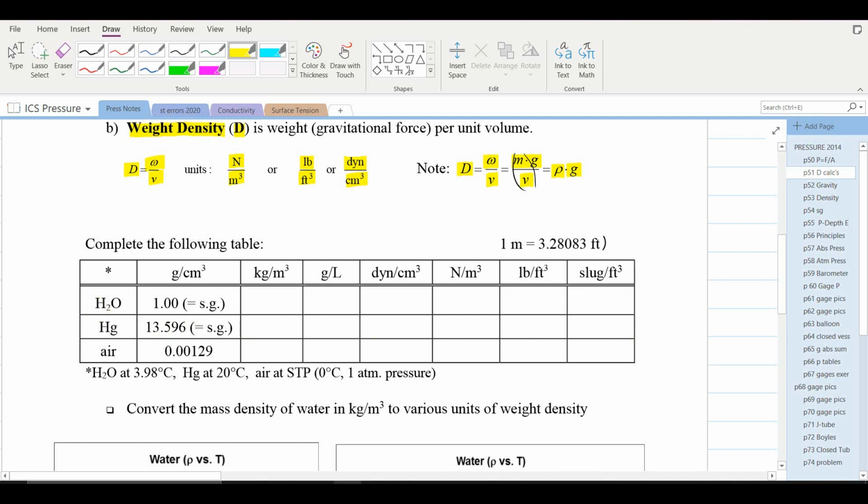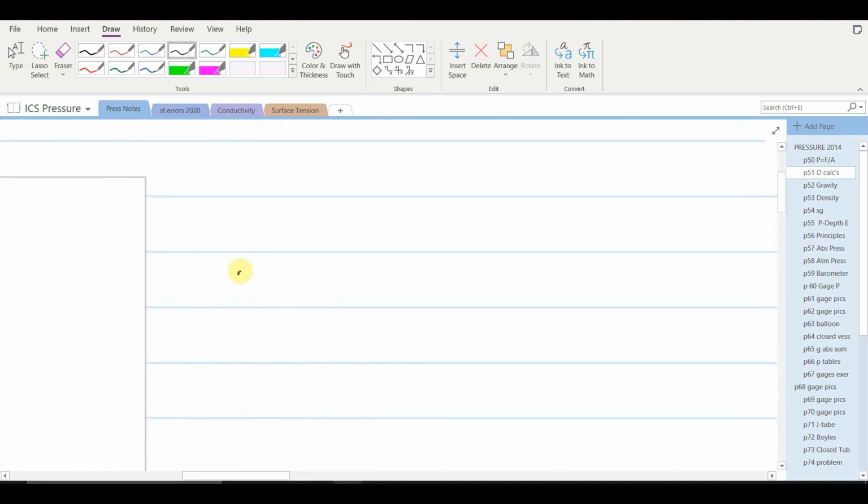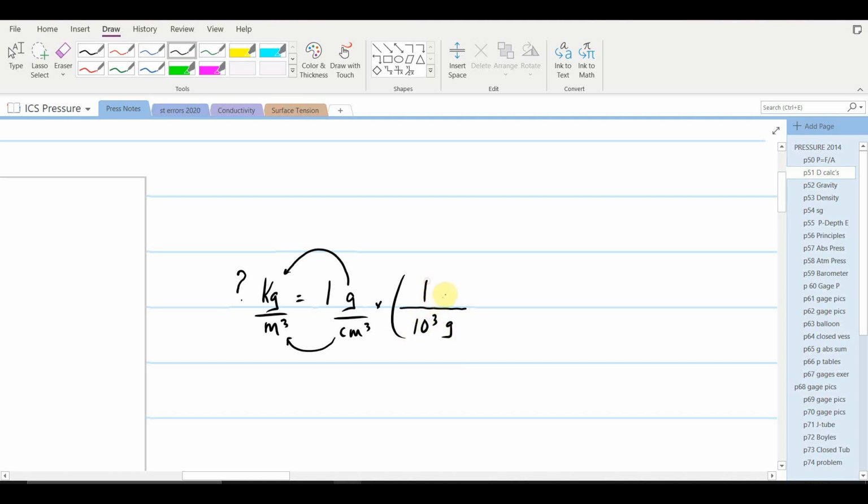Let's go through the density calculations or conversions for water. So how many kilograms per cubic meter is equal to 1 gram per cubic centimeter? So we'll need to convert from grams to kilograms and cubic centimeters to cubic meters. There are 1,000 grams in a kilogram, and we cancel out per cubic centimeters and go to per cubic meters.